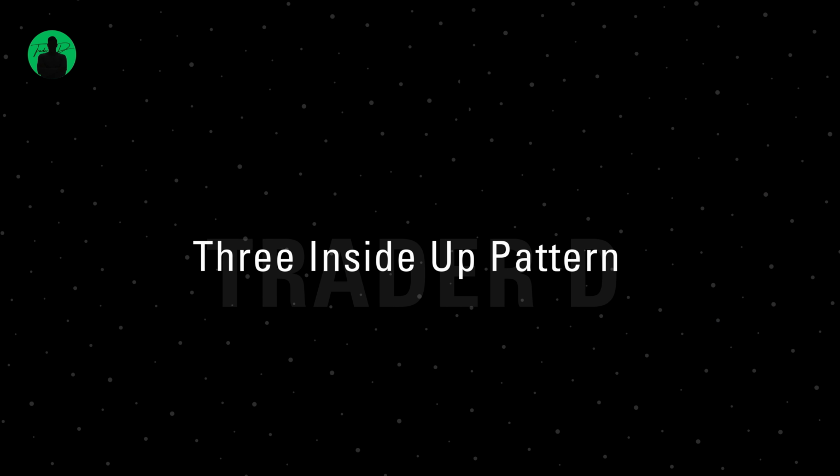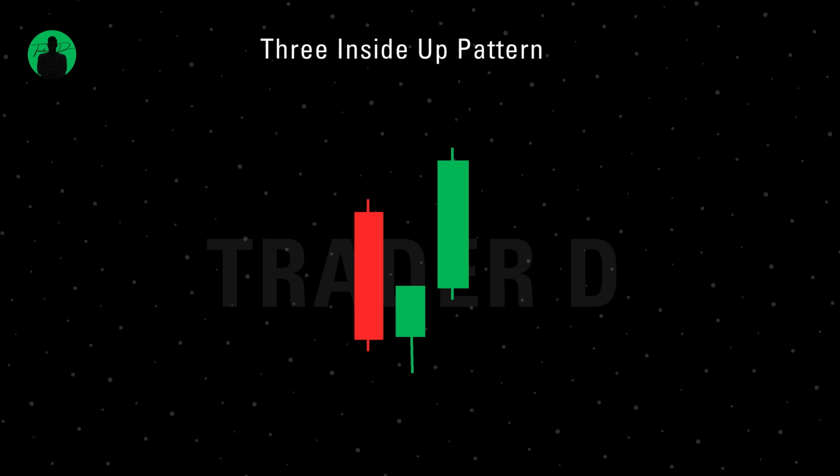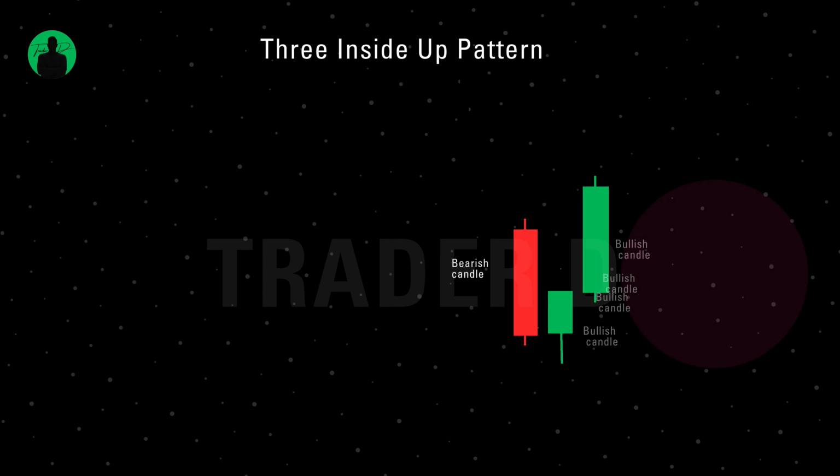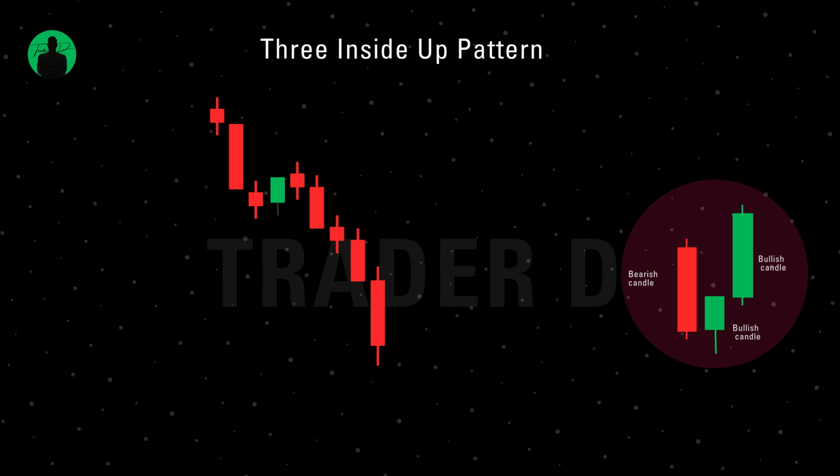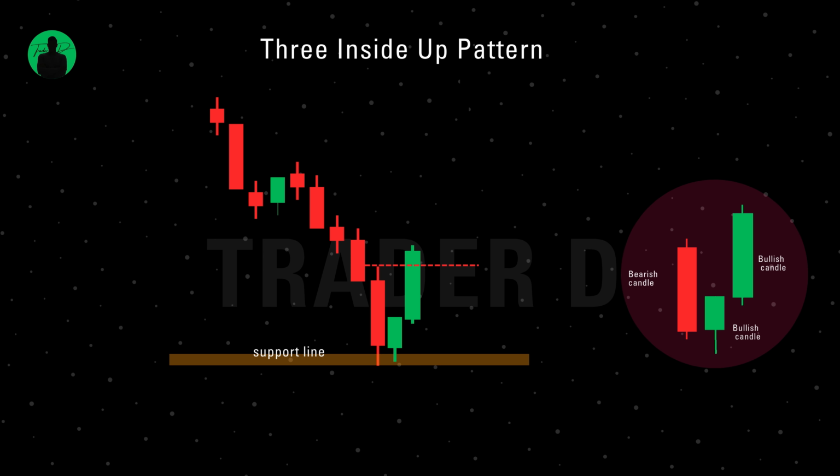Let's understand the 3 inside up pattern. The 3 inside up pattern consists of 3 candles, 1 bearish red candle followed by 2 bullish green candles. This pattern signals a potential bullish reversal. A red candle forms during a downtrend near a support level, but it doesn't break the support. The next candle forms a small green candle inside the body of the red candle. The third candle is a strong green candle that closes above the red candle, confirming the bullish reversal.